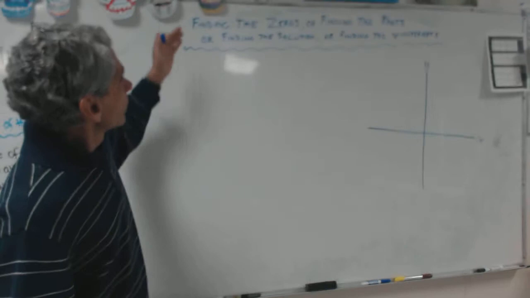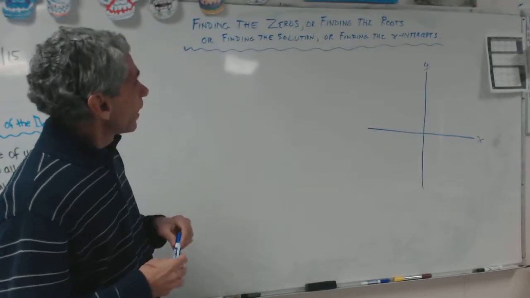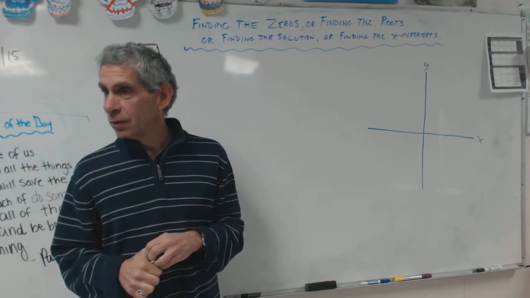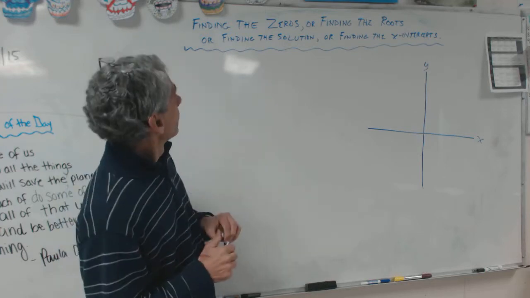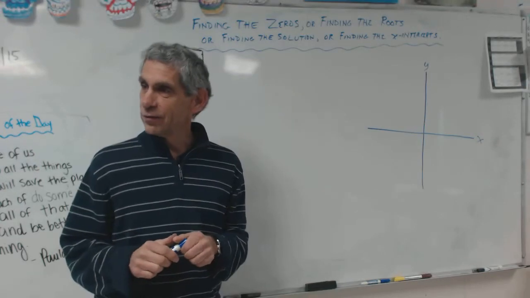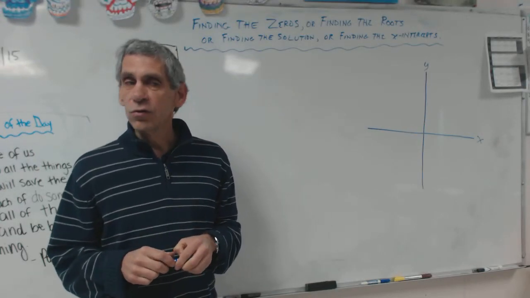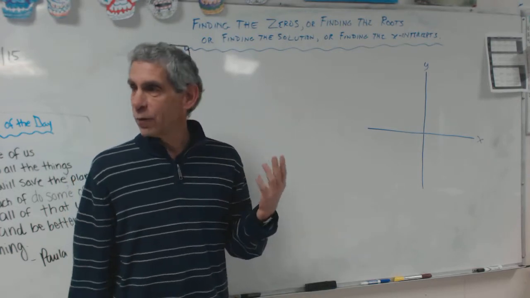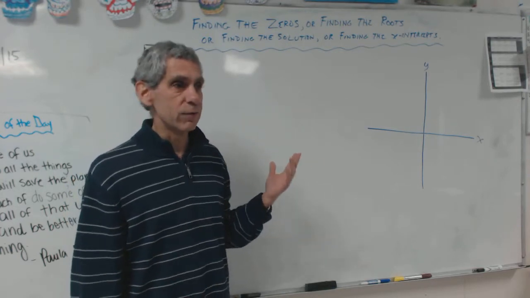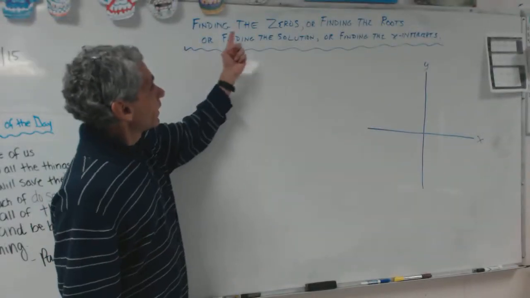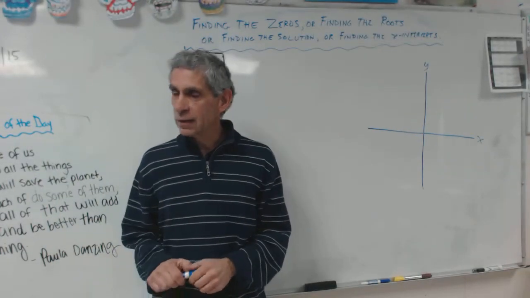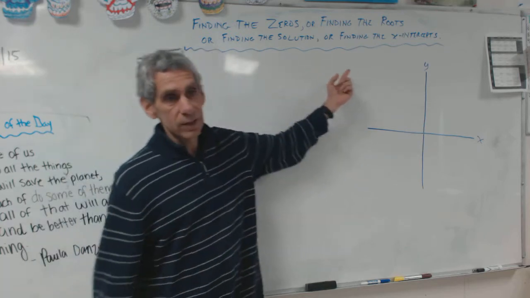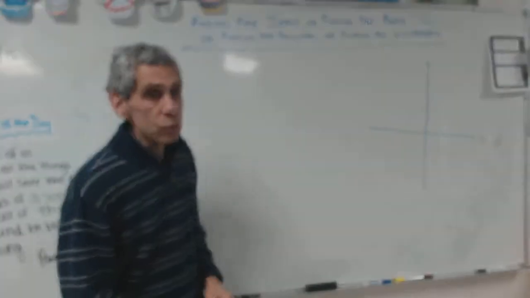The title of the lecture is called Finding the Zeros, or Finding the Roots, or Finding the Solution, or Finding the x-intercepts. Those are all exactly the same thing. Seems like why would they have four different ways to say the same thing? I have no idea. But they do. Finding the zeros is the one you're most likely going to hear in algebra. But it could also be finding the x-intercepts or finding the roots.